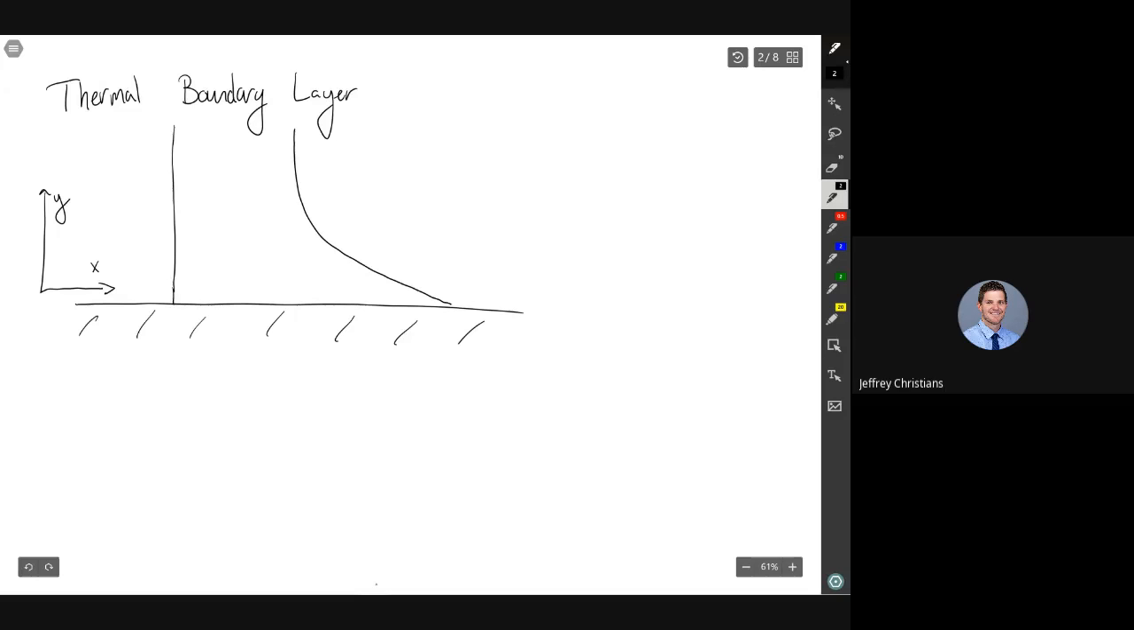The size of my arrows is the magnitude of the temperature. Okay, so longer arrows, higher temperature. The surface is hot, the fluid is cold.